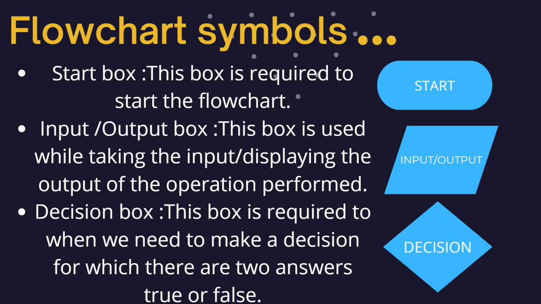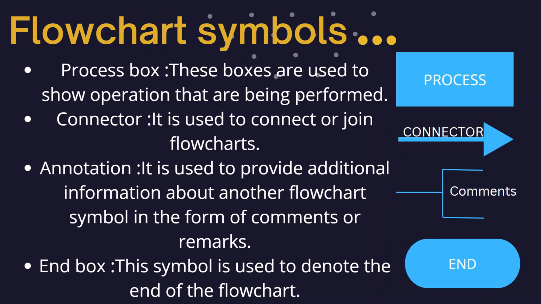Now, let's have a look at some flowchart symbols. First, we have the start box. As its name suggests, it helps to start the flowchart. Then we have the input-output box, which helps in taking the input and displaying the output of the operation performed. Then we have the decision box. A decision box is used to make a decision, but here it only returns Boolean values like true or false. Then we have the process box that helps to show the operation to be performed.